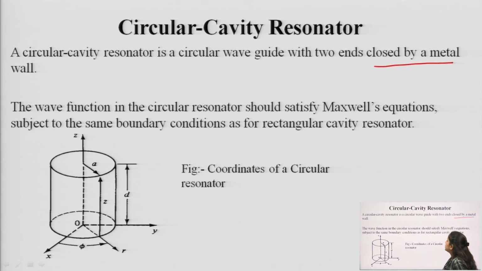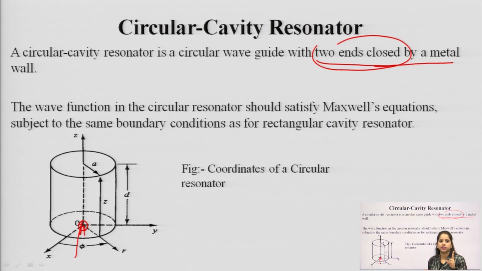The wave function in the circular resonator is enclosed, basically with a small pore given at one end for the excitation, while the other end is completely closed. That is why somewhere it is said to be closed at one end and open at the other end, and somewhere both ends are closed, because the small aperture is open at one end for the excitation purpose and the other end is completely closed.